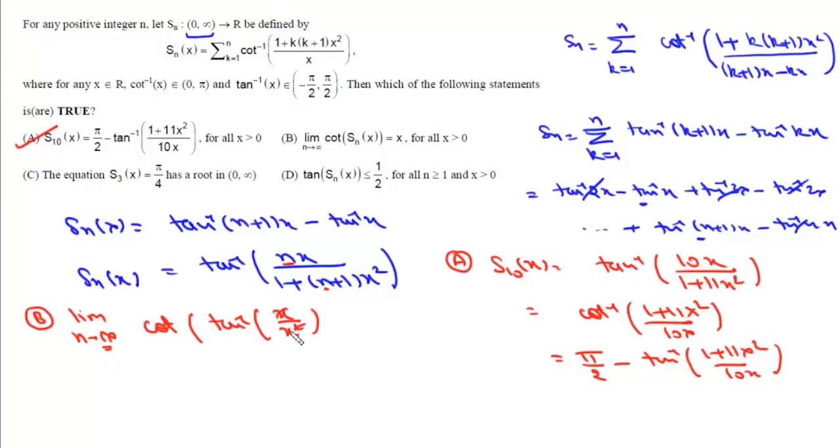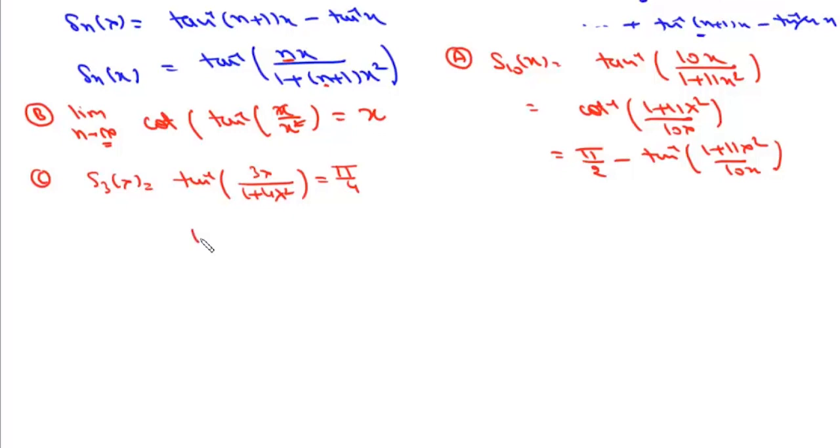Now we know that tan inverse 1 by x is cot inverse x, and cot of cot inverse x is x. So this value will be x. Now for this C it says S3x equals pi by 4. Now what is S3x? It will be tan inverse of 3x upon 1 plus 4x square, and we put it equal to pi by 4.